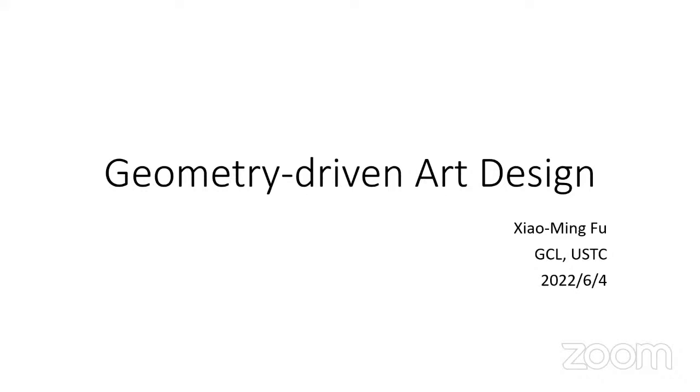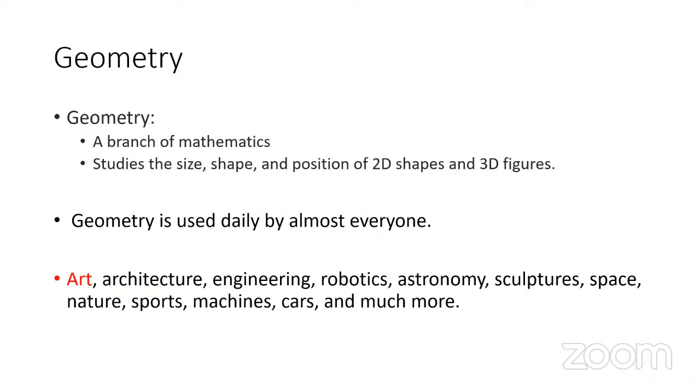Thanks for the introduction. I'm Xiaoming Fu from the University of Science and Technology of China. Glad to be here to discuss geometry-driven art design. Geometry is a branch of mathematics that studies the size, shape, position, and other properties of 2D shapes and 3D figures. Geometry is used daily by almost everyone. In geometry, you are exploring spatial science and geometric reasoning. You can find geometry in art, architecture, engineering, and much more.